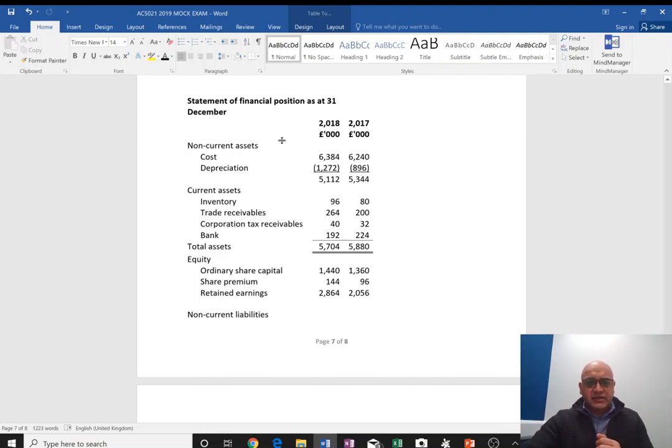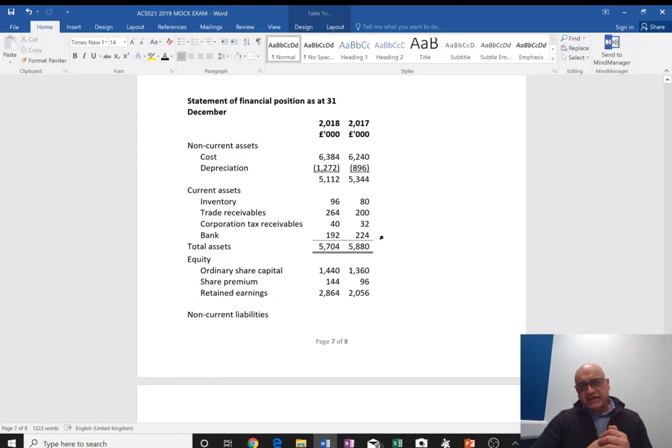Okay, so we can see non-current assets, the costs are increasing, depreciation is increasing, but carrying value is decreasing. So it would be interesting to find out what is going on there. Current assets, we can see inventory, trade receivables, both are increasing. There is a tax receivable from the authorities, which is also increasing. Bank is decreasing.